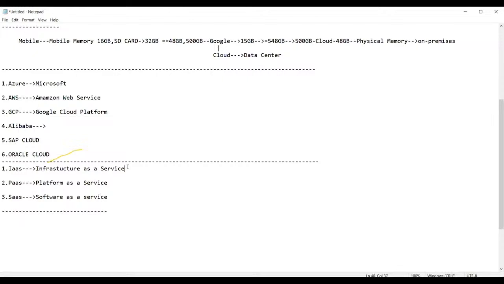Infrastructure as a service means what, guys? Suppose, as we just discussed, you require 500 GB of data to be stored. That means you require space on the cloud to store the 500 GB of data. Am I right? Suppose you require 500 GB or 1000 petabytes. All this is the responsibility of the cloud provider, and it provides this service in the form of infrastructure as a service.